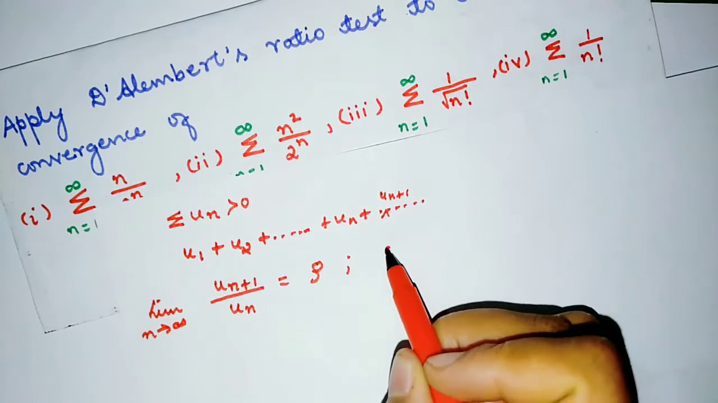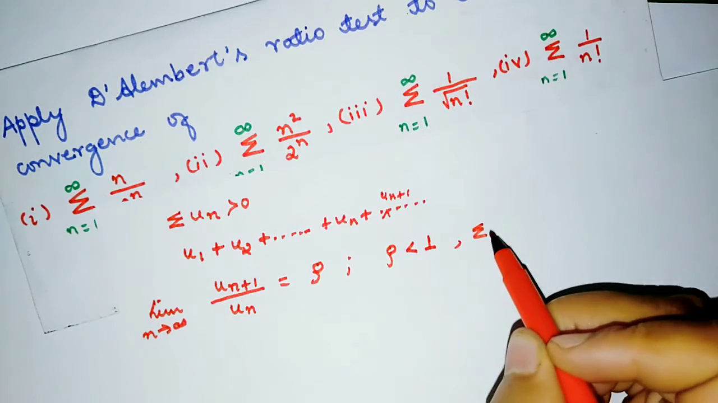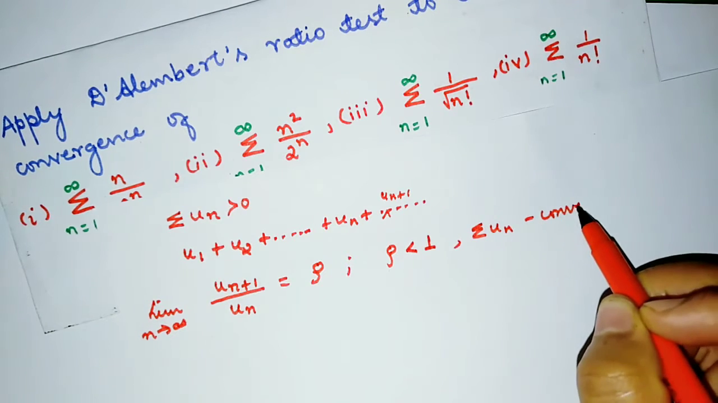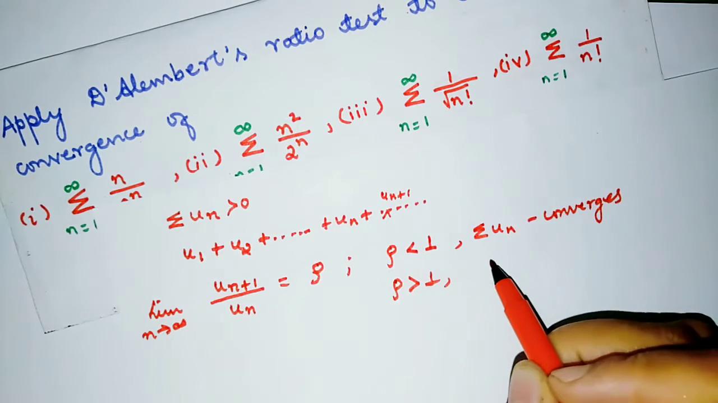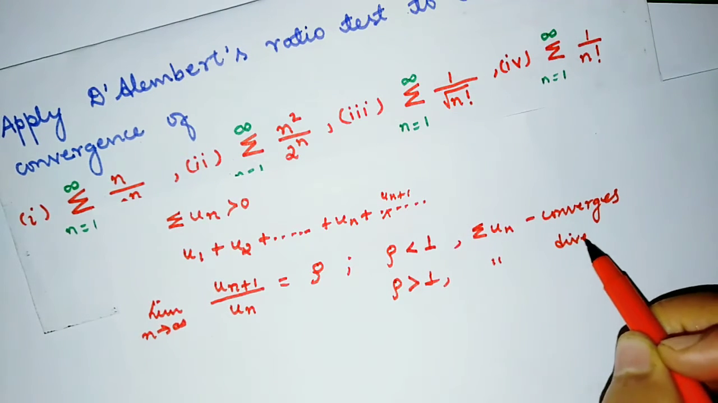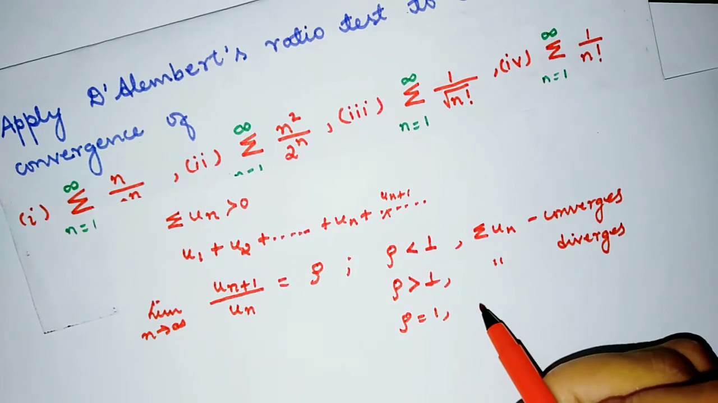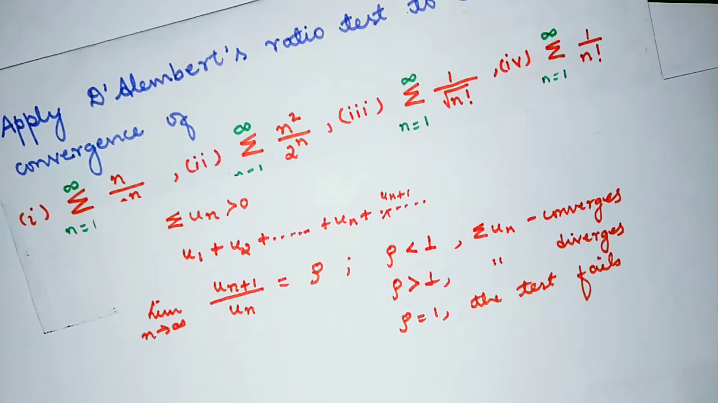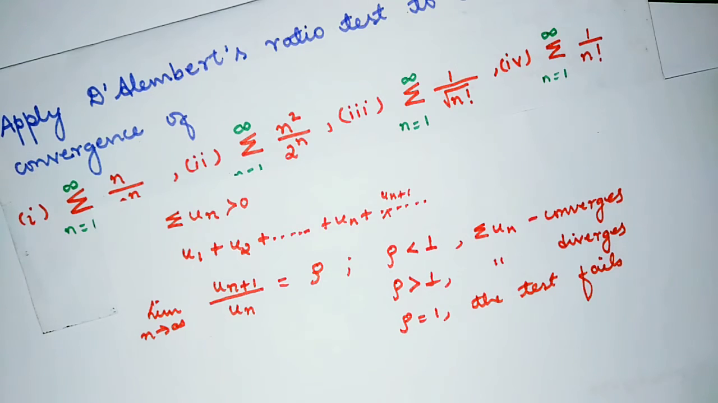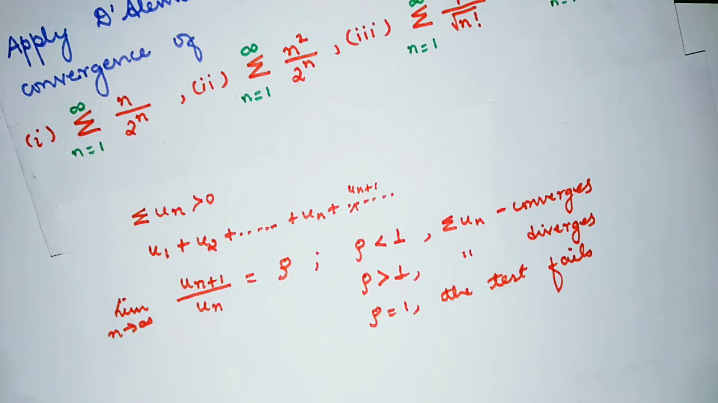Now, if rho is less than 1, we say that the series converges. But if rho is greater than 1, then the series diverges. And if rho is equal to 1, then the test fails. That means we can't say anything about the convergence or divergence of a given series by applying this ratio test. So now, with the help of this one, let us examine the convergence of these given series.